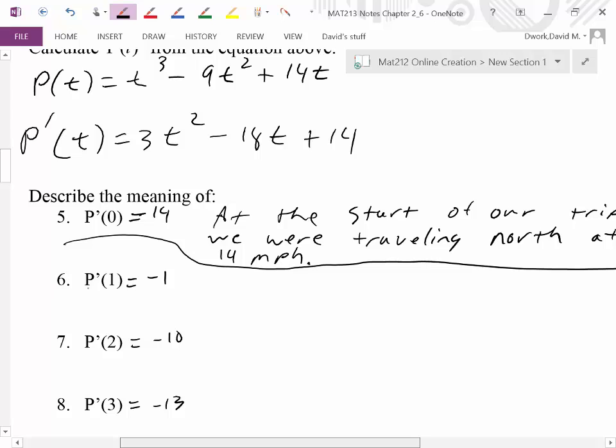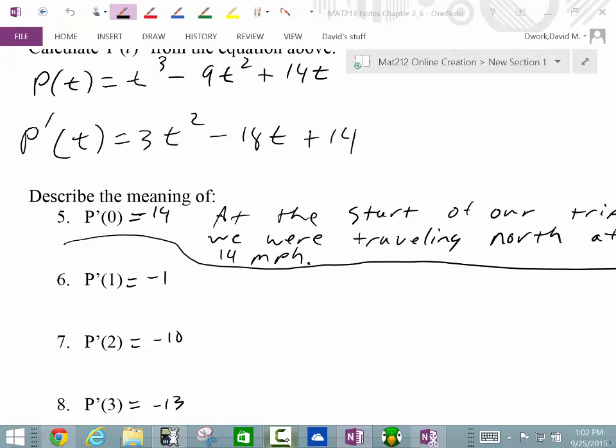Okay, so then what does P prime of 1, -1 mean? Well, stop and think about it. What does that mean? Well, it's a speed. It's miles per hour again, right? So at 1 hour, we were traveling 1 mile per hour, because it still has the same units. It's miles per hour, and you stick that over 1, so it's miles over hours. But we are now not going in the positive direction. We're going in the negative direction. So it means we're traveling south. I'm going to go ahead and fill that in.